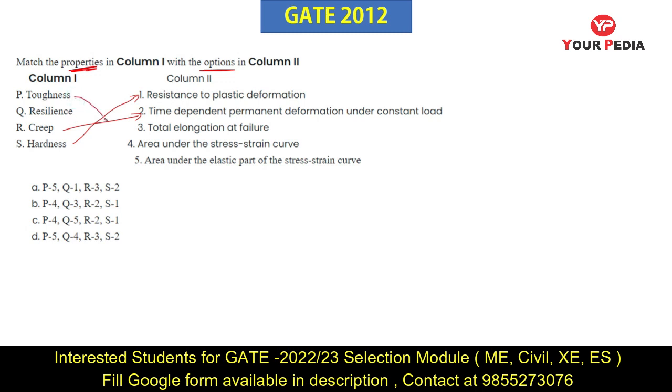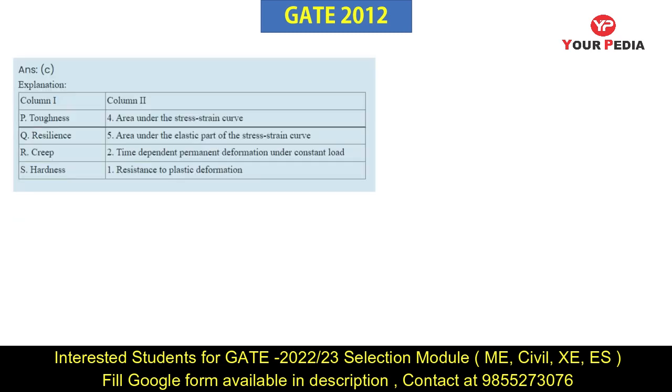Toughness is the total area under the stress strain curve, and resilience is the area up to the elastic limit. So P matches with 4, so this may be or this may be. Resilience, that is Q matches with 5, so option number C is correct for this. Okay, so here you can see.